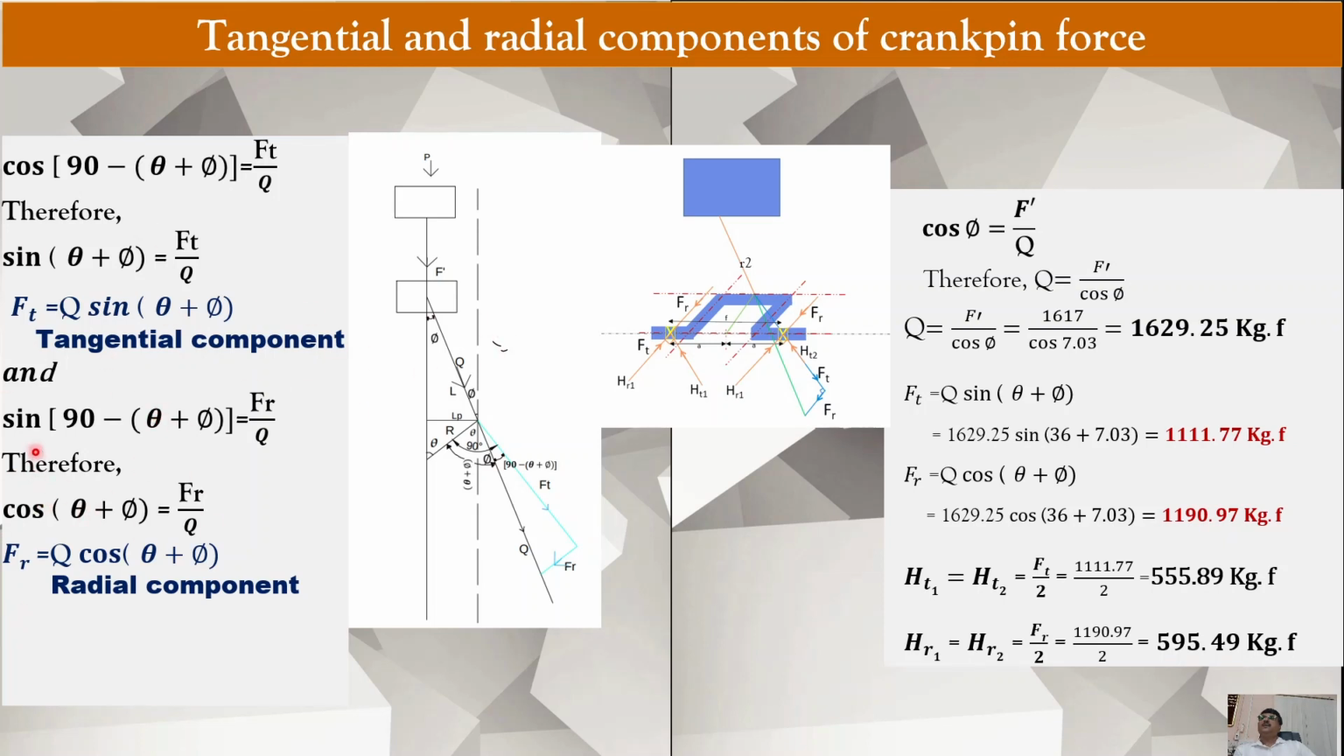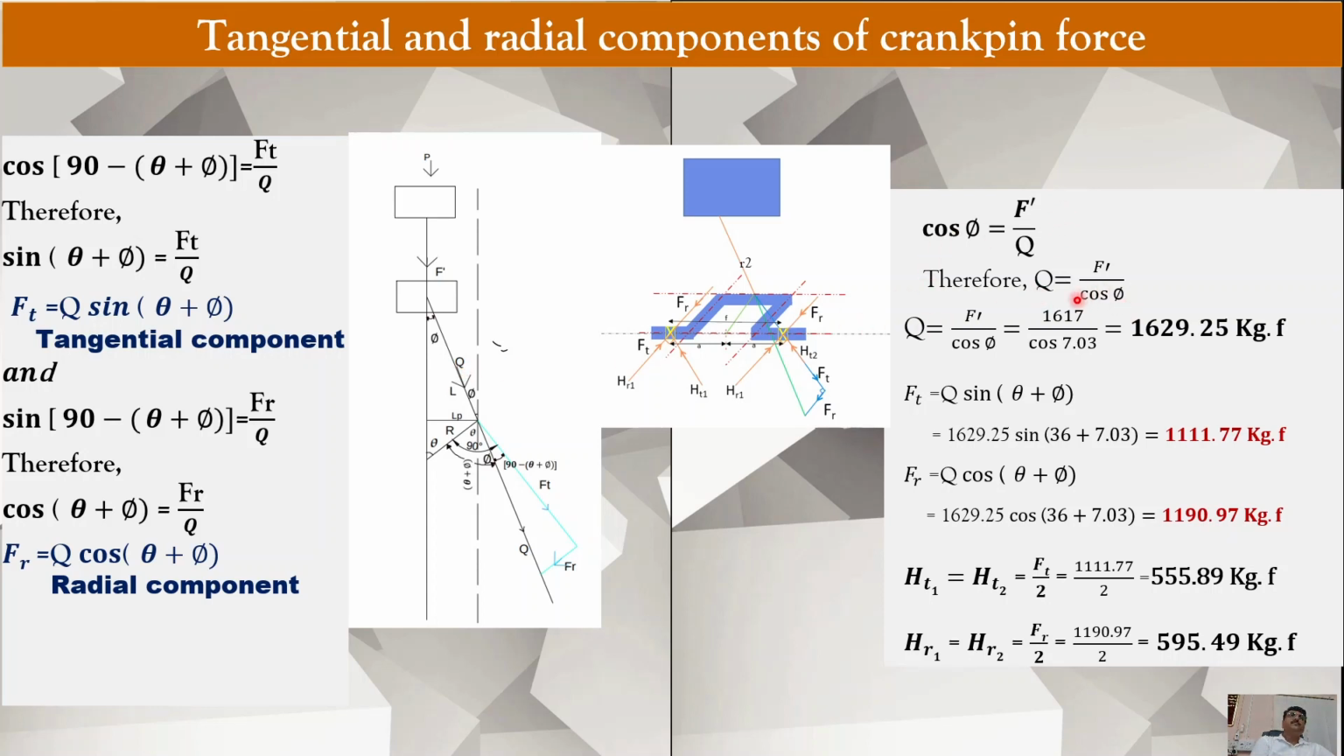Let's find the radial component. Now sin 90 minus theta plus phi is equal to Fr divided by hypotenuse Q. So sin 90 minus theta plus phi will be equal to cos theta plus phi, that is equal to Fr by Q. Therefore Fr equal to Q cos theta plus phi. Hence tangential component Ft equal to Q sin theta plus phi, and radial component Fr equal to Q cos theta plus phi. Cos phi equal to force F dash by Q.